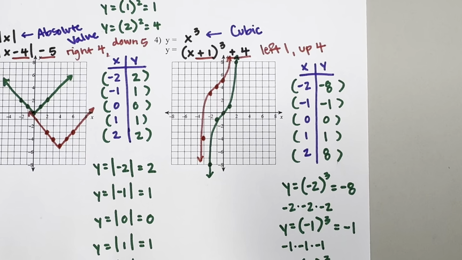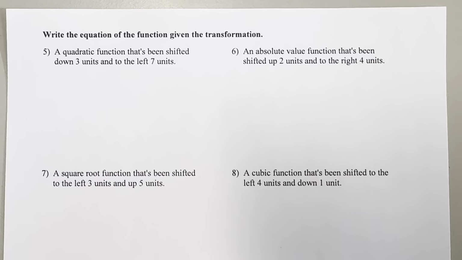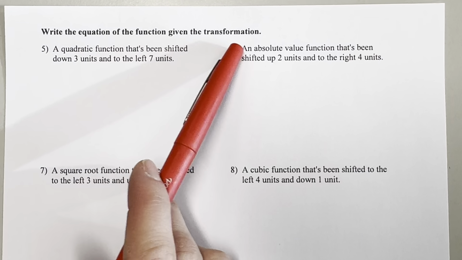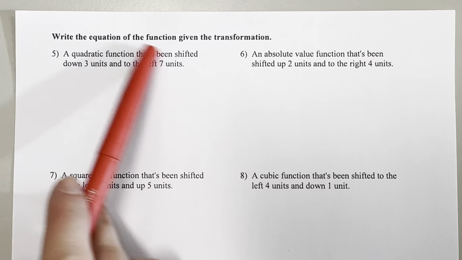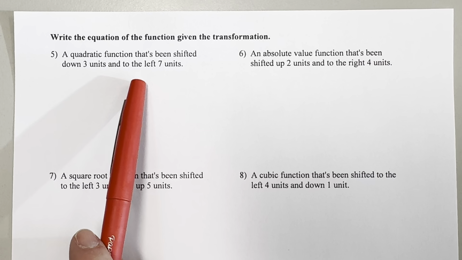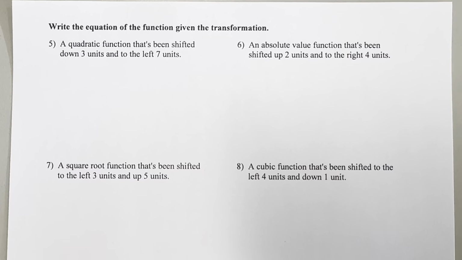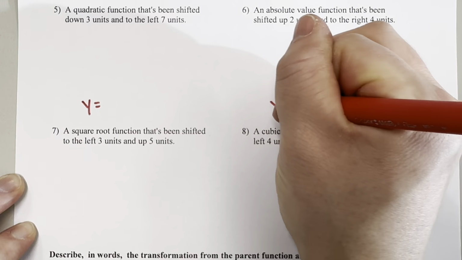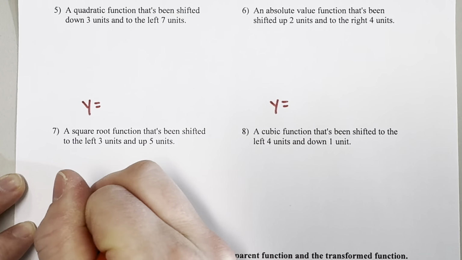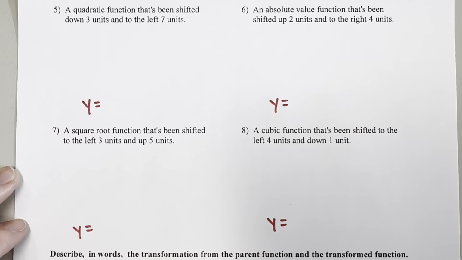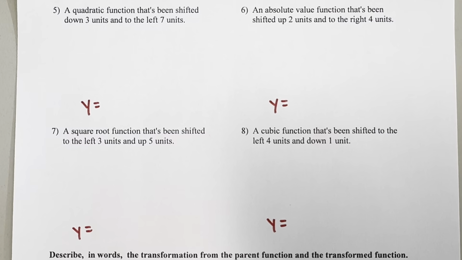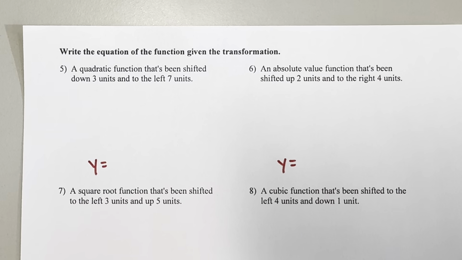Beautiful. There we go. Okay, on to our next page. For numbers 5 through 8, we are asked to write the equation of the function given the transformation in words. So it's explaining how some type of function has been transformed, and we need to write the equation for that function. The first thing I'm going to do, just to make sure I get it right, is remember my final answer should always have y equals. We're writing these equations, so y equals. All right, let's take it piece by piece and read what it's saying.